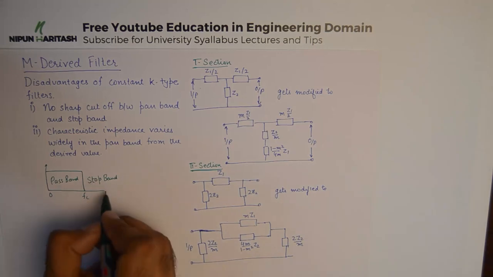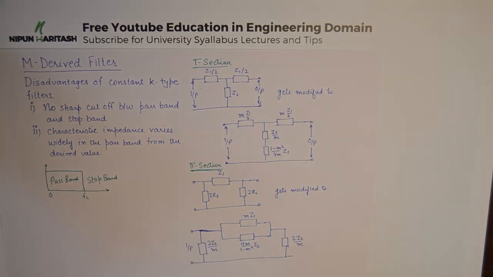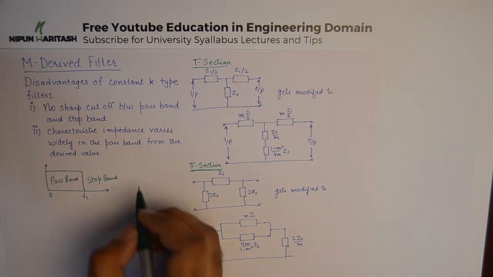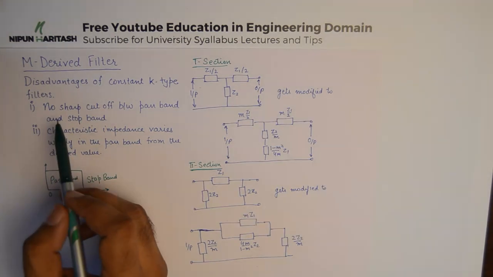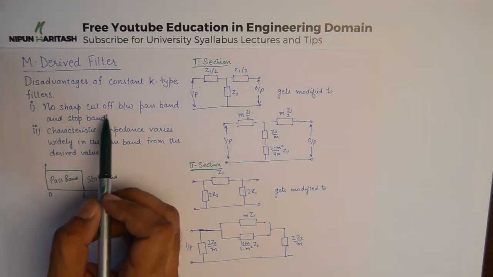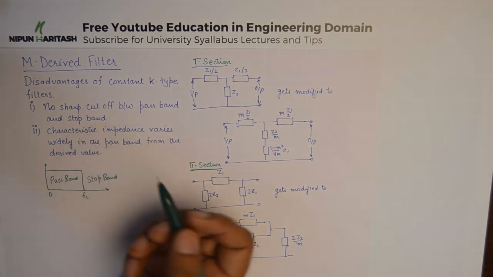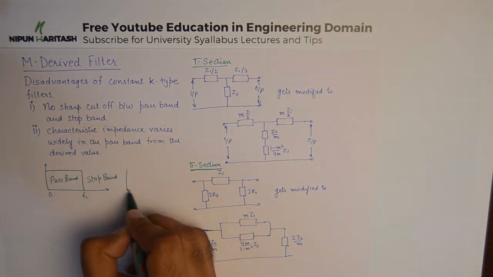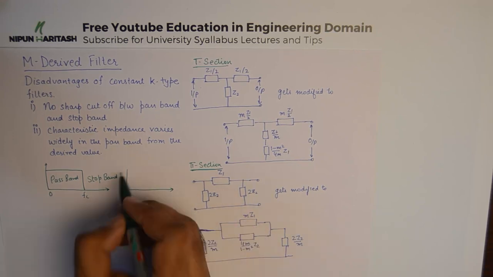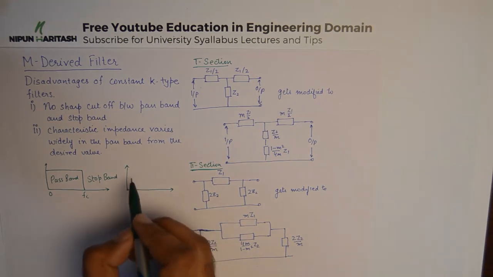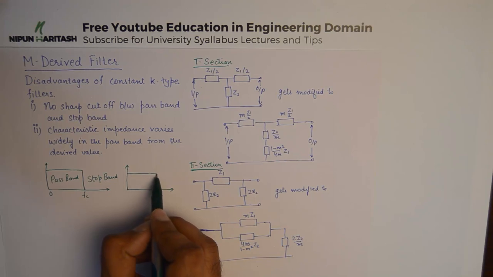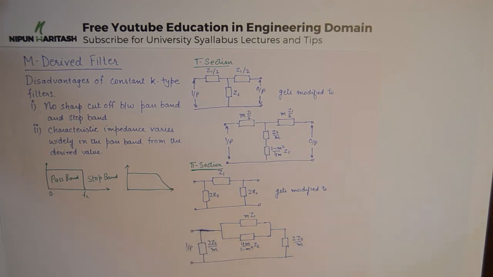Now ideally this looks pretty simple, but in actuality things are pretty different. If we talk about the constant K type filter, it had one disadvantage, which is written over here, that it did not have a sharp cutoff between pass band and stop band. So in other words, let us consider this low pass filter again. If a constant K low pass filter was there, it would behave something like this in reality.